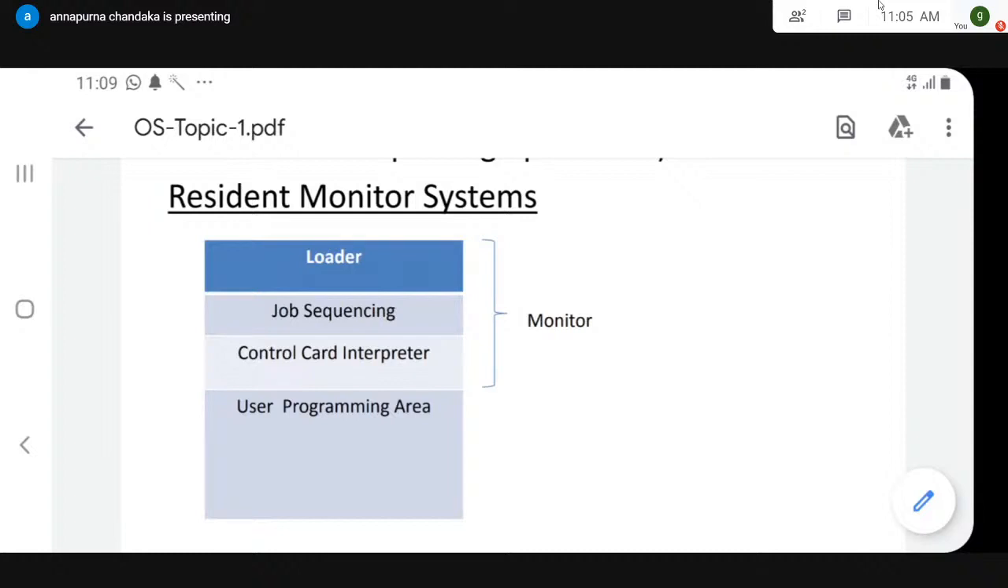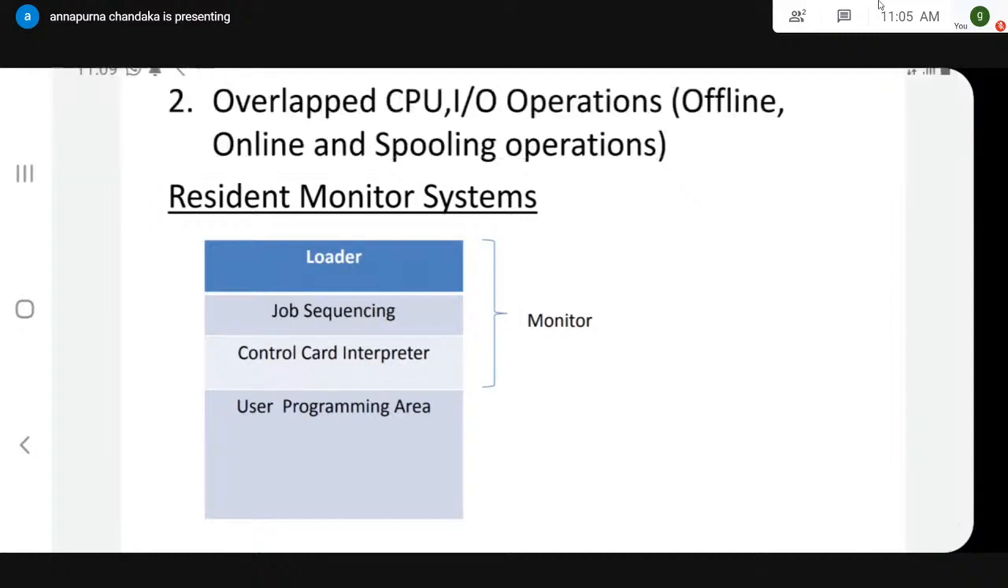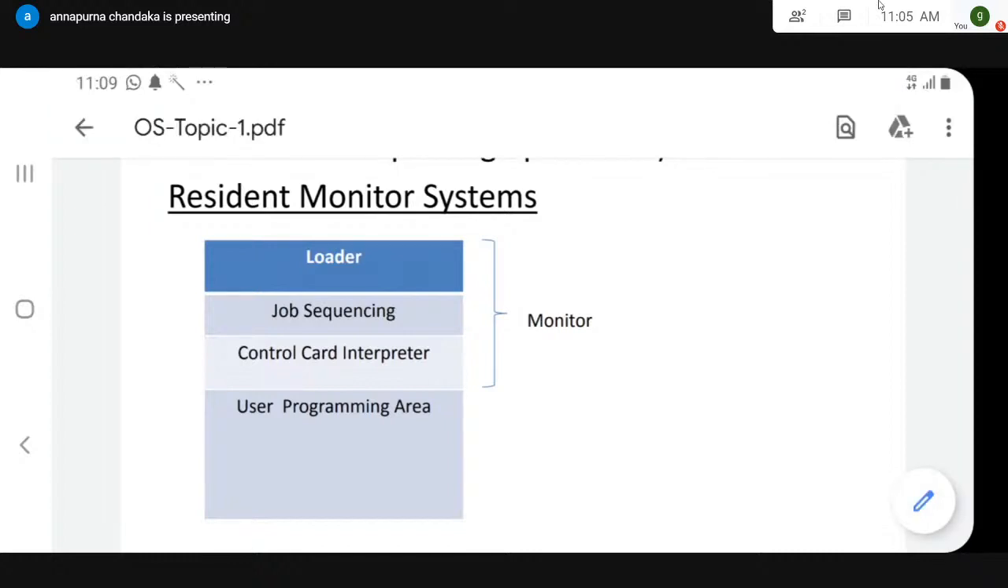The second program, let us take user 2's C program. Again, you need to load the C compiler, run the compiler, unload the C compiler. Load the C assembler, run the assembler, unload the assembler. Load the C program and run the program.